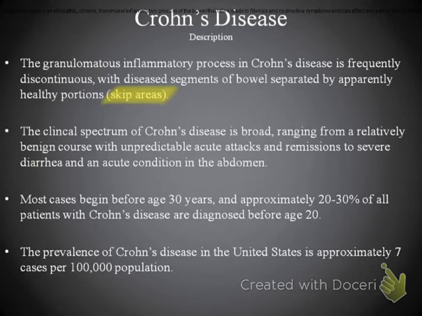Most cases begin before age 30, and approximately 20 to 30% of all patients with Crohn's disease are diagnosed before the age of 20. The prevalence of Crohn's disease in the United States is approximately 7 cases per 100,000 people, so Crohn's disease is not quite as prominent as some of the other things that we've looked at. However, it does still have its prevalence among people in the United States.